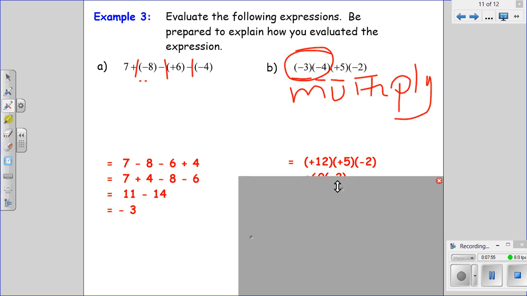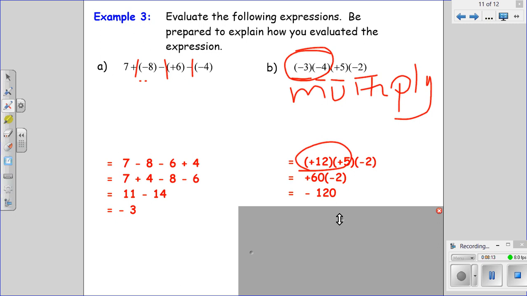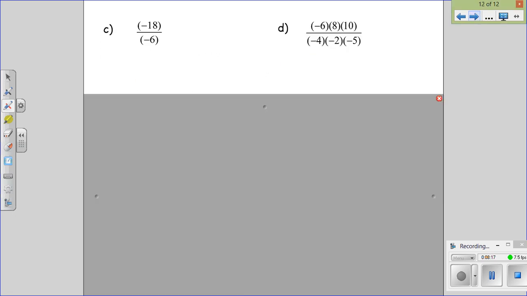Now, +12 times +5 is what we see next. Positive times a positive is a positive, so just +12 times 5, which is 60. Multiplied by -2, the +60, the -2 just comes down, -120 because it's a positive times a negative. Part C, pretty straightforward. A negative divided by a negative gives a positive. 18 divided by 6 is 3.